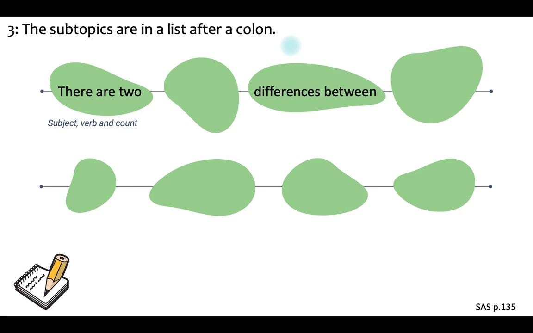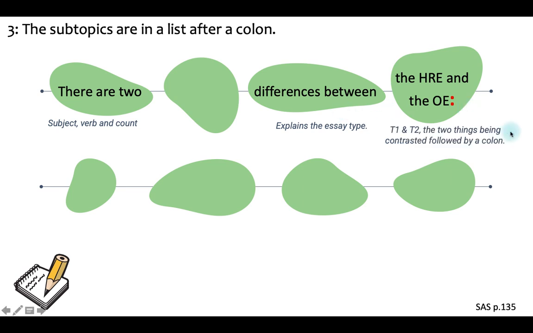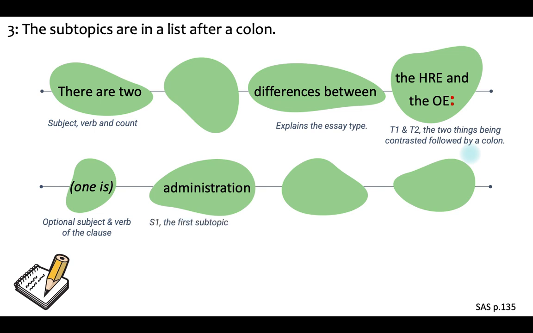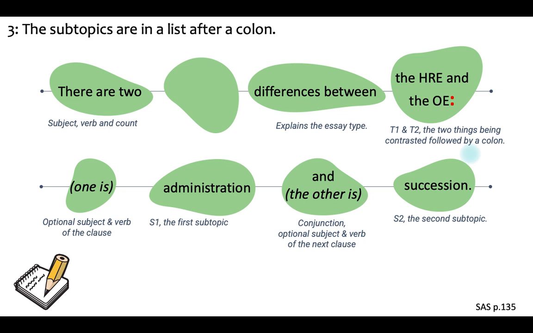differences between, tells us the essay type, the Holy Roman Empire and the Ottoman Empire. And here's our colon. We need that colon there. And the next part, oh, sorry. Obviously, this is the two things being contrasted. We can say one is administration, the first subtopic, and the other is succession, our second subtopic.